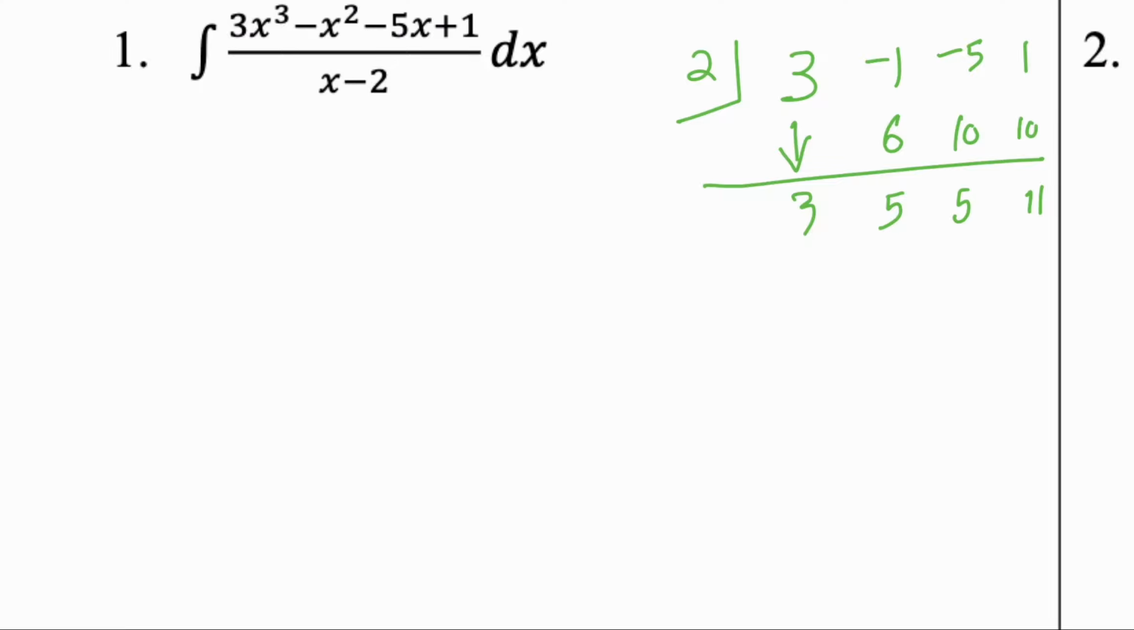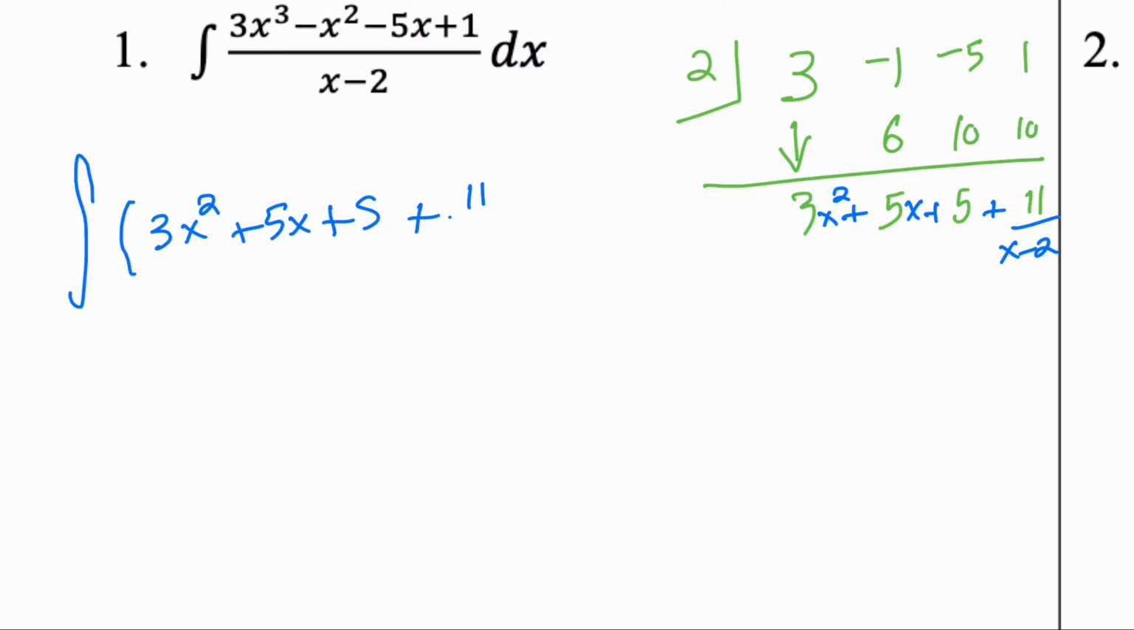So basically what this means for us is this integral can also be rewritten as, after we divide, 3x squared plus 5x plus 5, and then plus 11 over, when we're dealing with the remainder, we put it over what we're dividing by. So this integral is really just 3x squared plus 5x plus 5, and then plus 11 over x minus 2 dx. Now, what's really nice about this is this problem is much simpler to integrate.